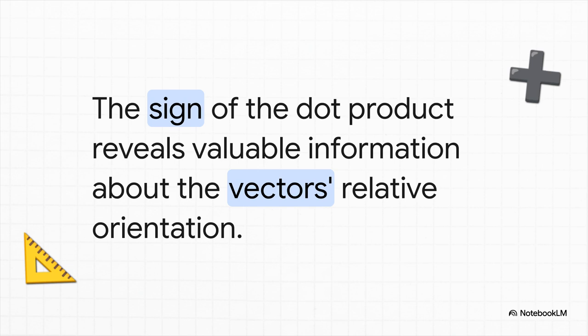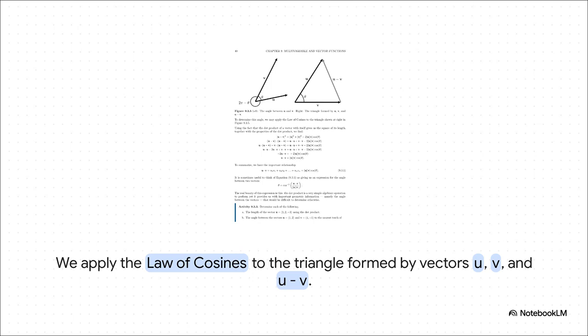But can we do better than just acute or obtuse? Oh, absolutely. To get the exact angle, we can do something really clever. We arrange our vectors, u and v, so they start at the same point. Then, if we draw a third vector that connects their tips, we get a triangle. And this is the key, because the geometry of that triangle holds the secret, and we can unlock it with a powerful tool called the law of cosines.